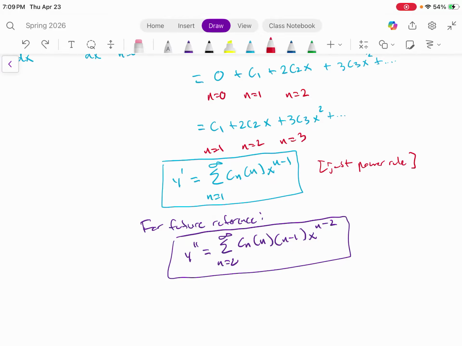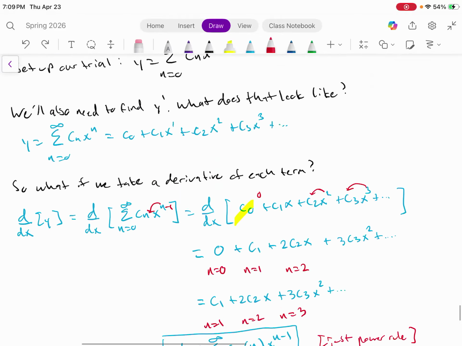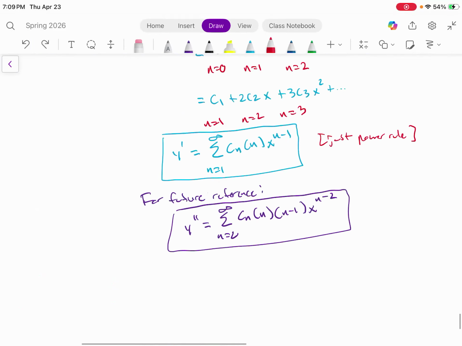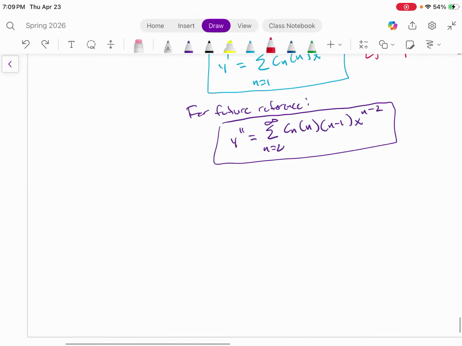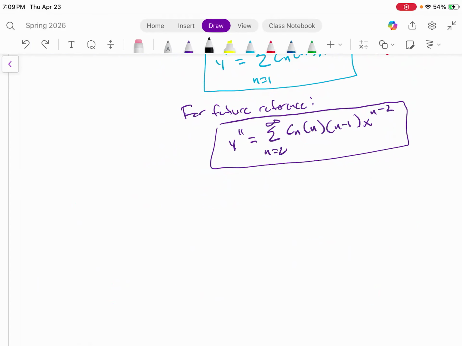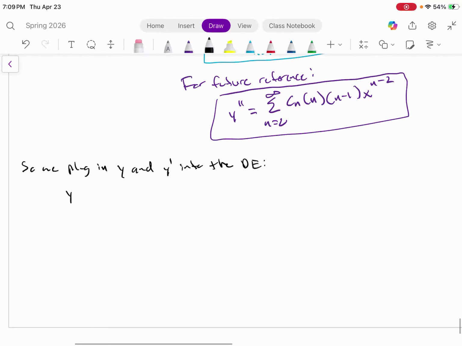Okay, so we have the derivative, we have y prime, and we have y, our trial solution. Let's go ahead and plug these into the differential equation, like how we normally would, as we've been doing this whole course. So let's say we plug in y and y prime into the differential equation. Okay, so what I end up with, I have y prime plus y equals 0.